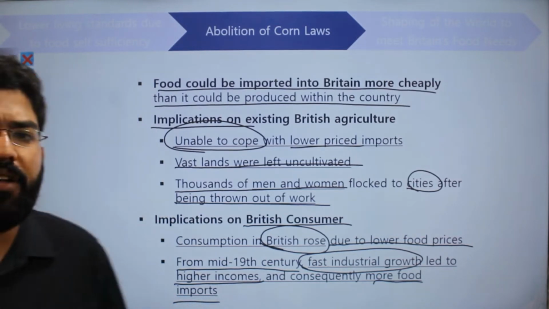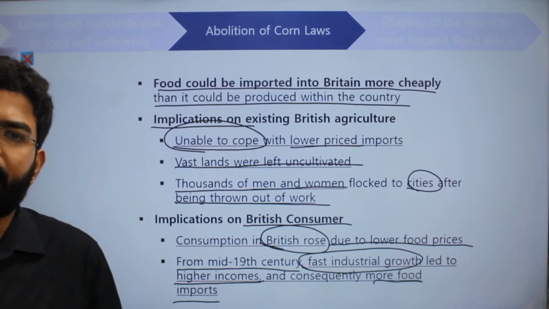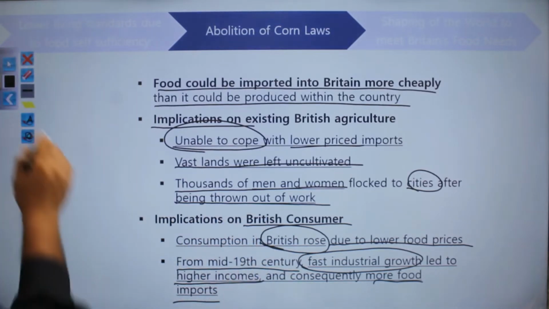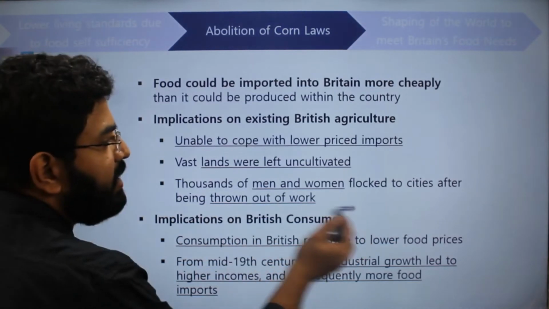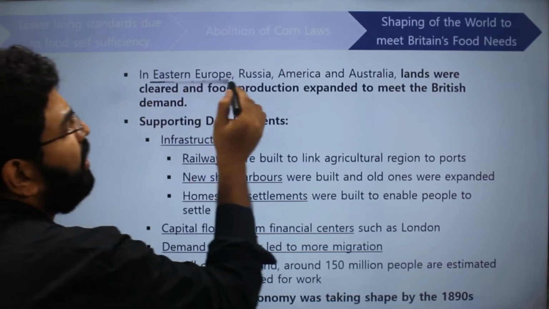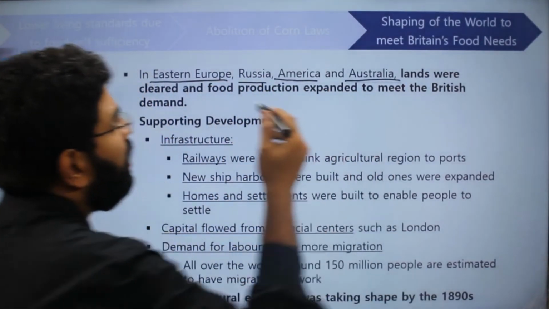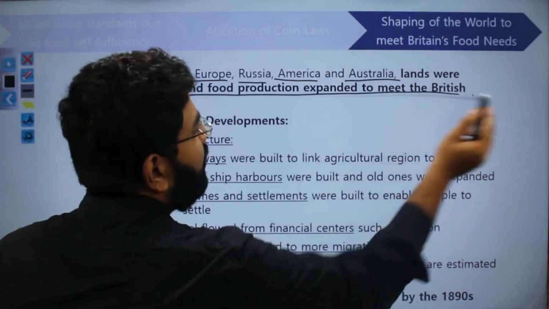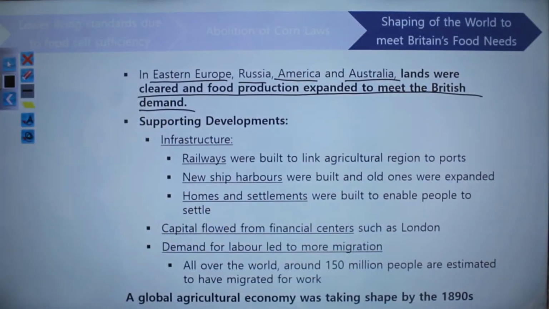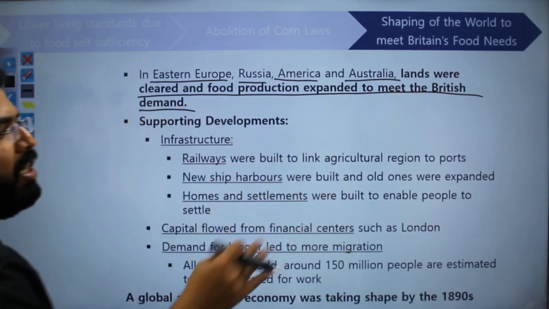So everyone in the rest of the world wanted to export their food to Britain because the demand in Britain had increased significantly. In Eastern Europe, you could see Russia, and then in America, then Australia, lands were cleared and food production expanded to meet the British demand, because the British demand had increased so much that it could not be fulfilled, and hence they were specifically targeting the British population.